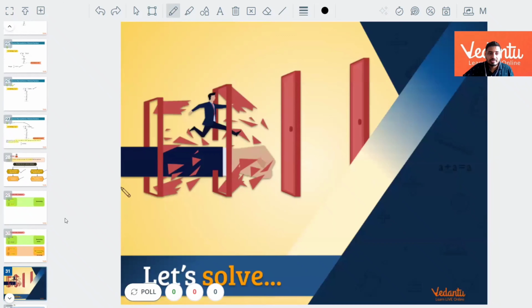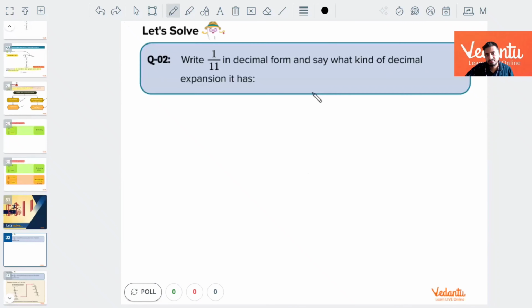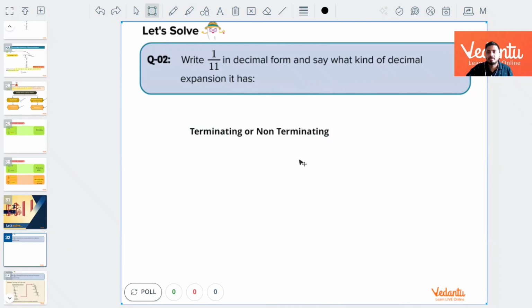Now, let us see another question. Write 1 by 11 in decimal form and say what kind of decimal expansion it is. You have to write and tell me whether it is terminating or non-terminating decimal. Take your time and solve. Just divide 1 by 11, and tell me whether it is a terminating decimal type or non-terminating decimal type.